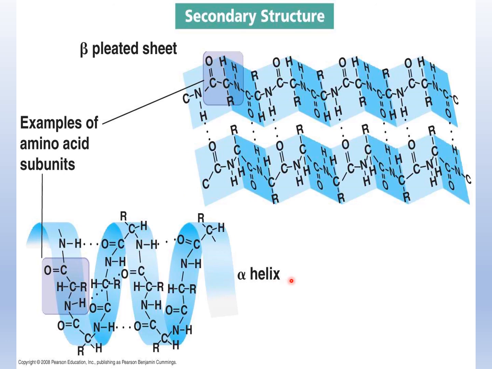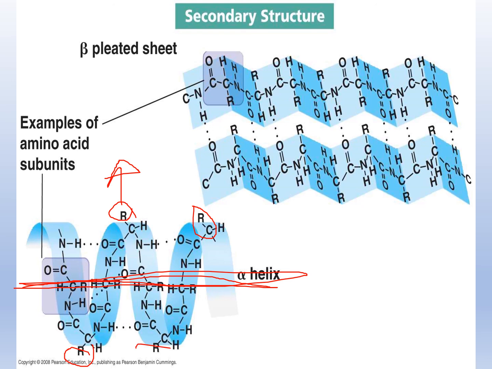Then we have the alpha helix. Right? Notice in your alpha helix, all of the side chains are extending outward. If this is the axis, or the center of the alpha helix, notice that all the side chains are extending outward or away from the central axis. You have the side chain here. They tend to extend outward.